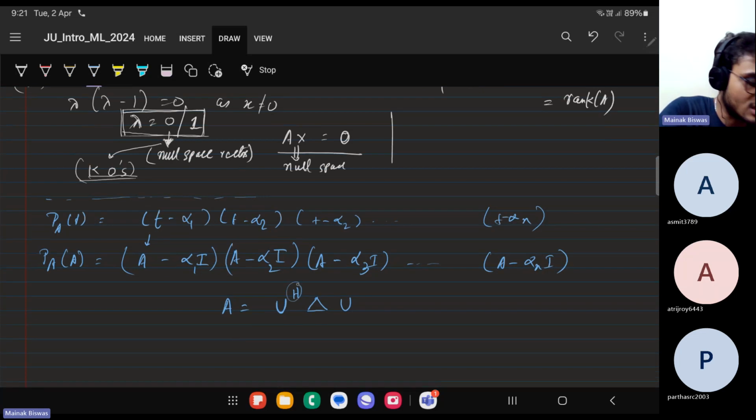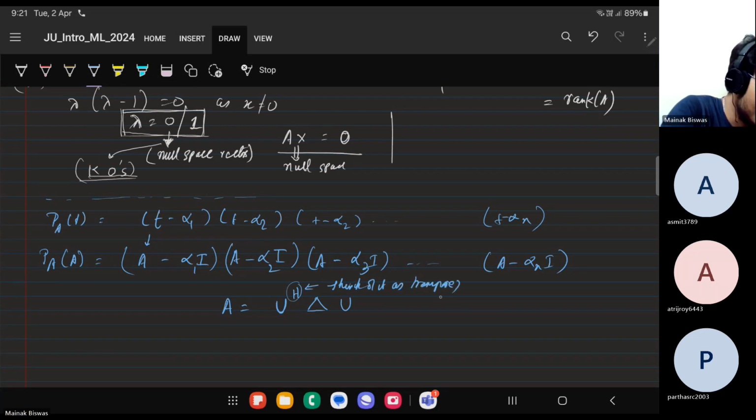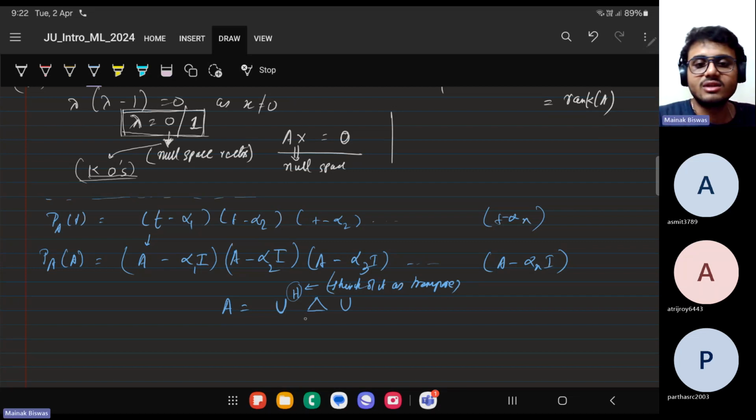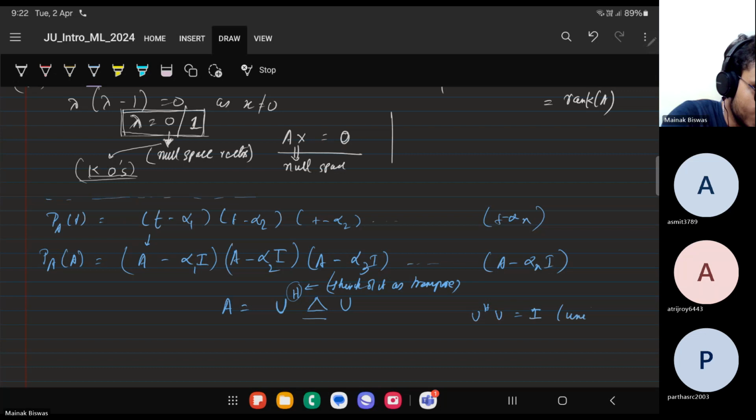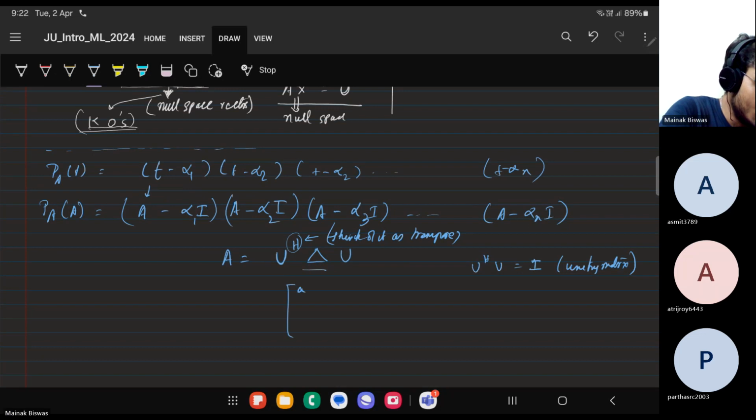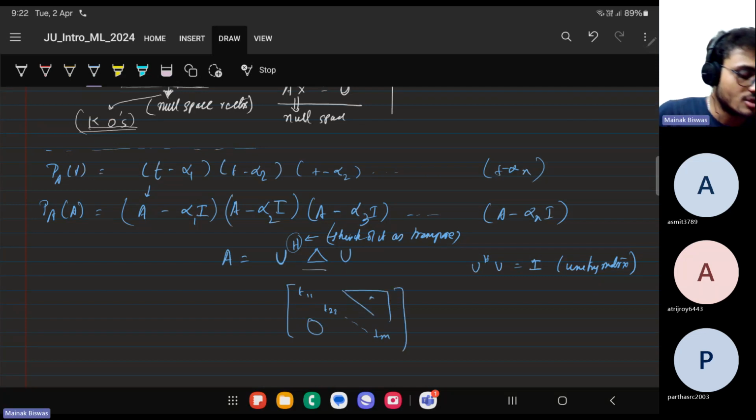Its Hermitian is nothing but transpose. I'll come to it. Think of it as transpose for the time being. It is a triangular matrix and a U matrix, where U Hermitian U is equal to I. This is called a unitary matrix. In this case, this triangular matrix has T11, T22, dot dot dot Tnn, and you have some elements on the top, and this is 0. These correspond to the eigenvalues: alpha 1, alpha 2, dot dot dot alpha n.